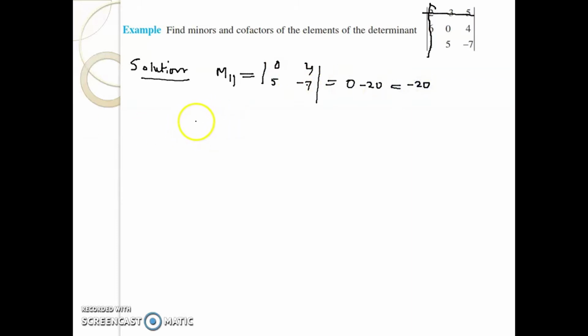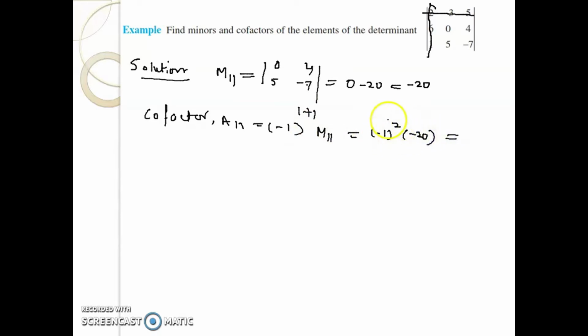Then I have to find the cofactor. This is the minor. Now the cofactor. Cofactor A11 is equal to (-1) raised to power 1 plus 1 into M11, (-1) raised to power 2 into minus 20. (-1) raised to power 2 is 1, so my output will be minus 20.